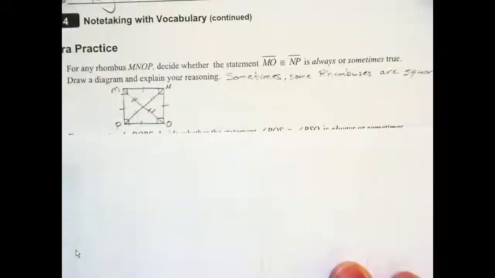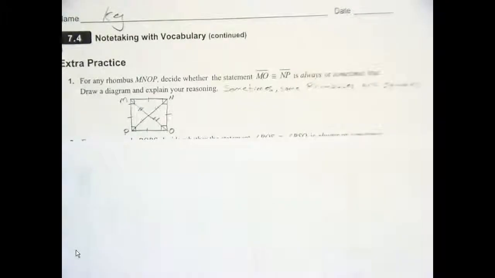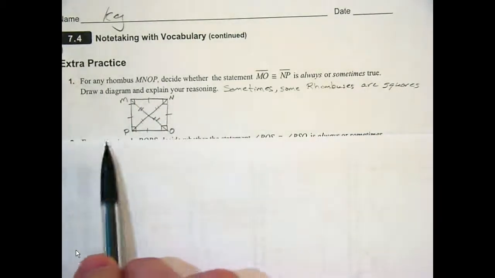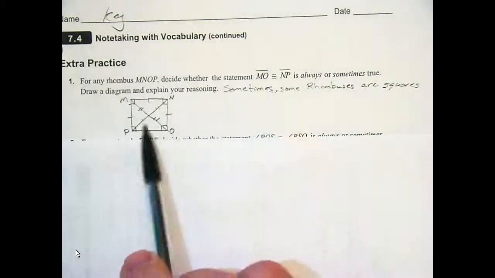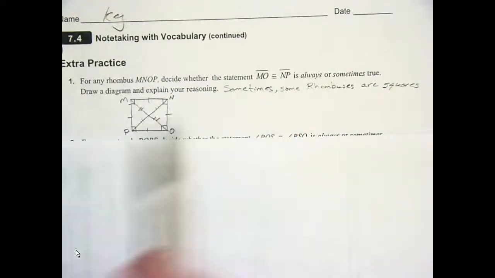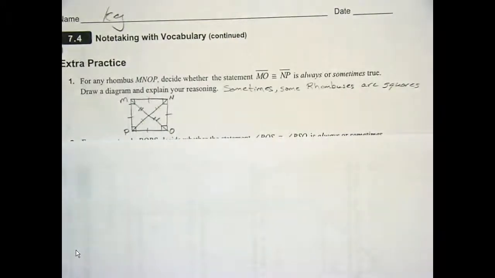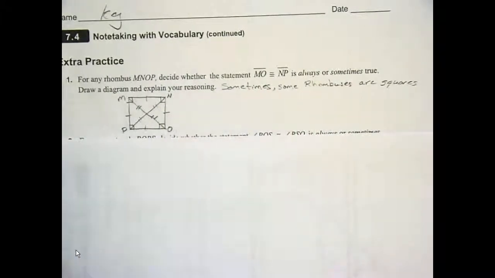All right, let's see how you did. If I were to draw out number 1, I could make that rhombus have 4 right angles, which makes it a square, which means it has the properties of all the rectangles as well. So for any rhombus MNOP, MO is congruent to MP. That's sometimes true. That happens whenever the rhombus is a square. When all 4 sides are equal and have right angles, then your diagonals are congruent.